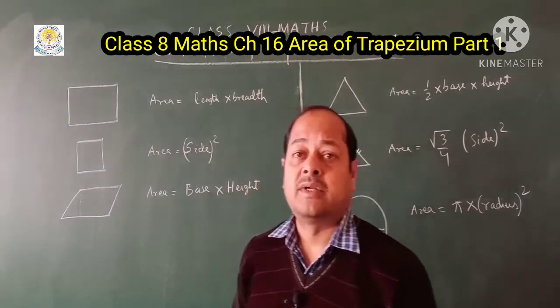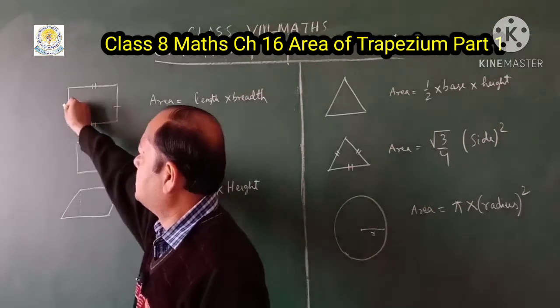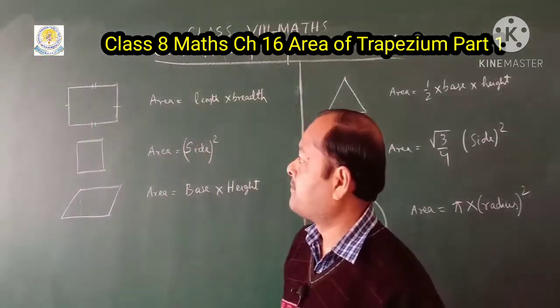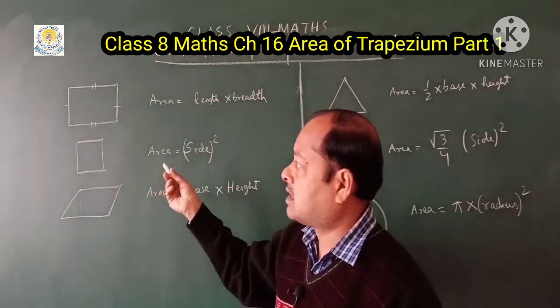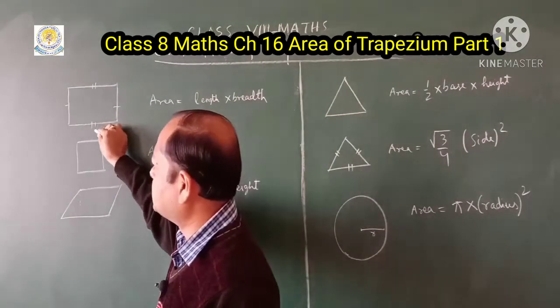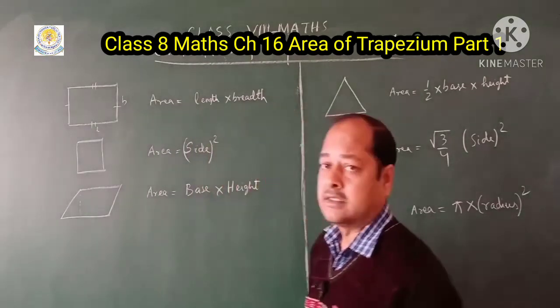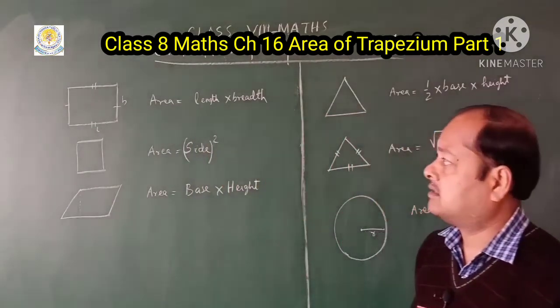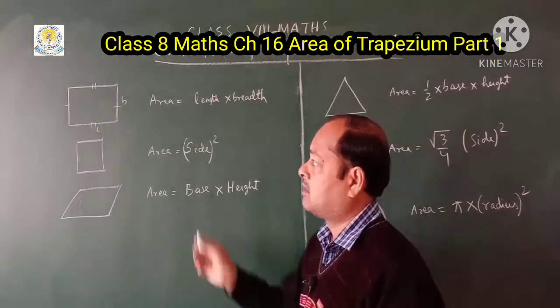As you know, in a rectangle the opposite sides are equal, and what is its area? Since opposite sides are equal, there is a length and there is a breadth. So how do we find the area of a rectangle? Area equal to length into breadth is the formula of a rectangle.